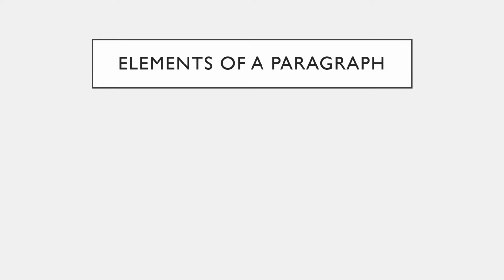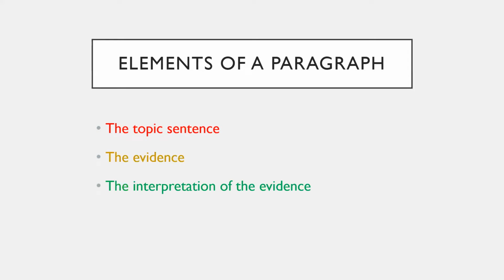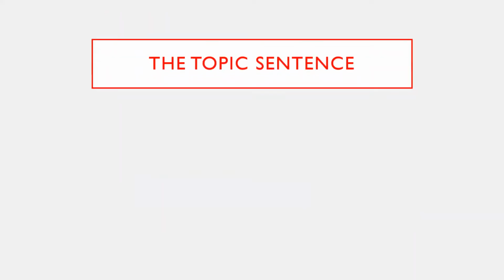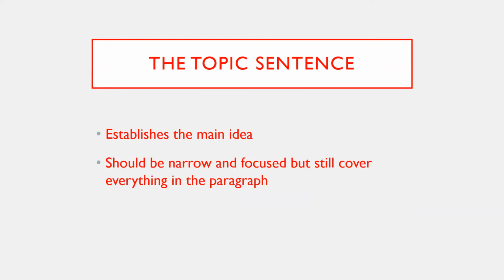There are 4 general elements: the topic sentence, the evidence, the interpretation of the evidence, and the wrap-up or transition to the next paragraph. Let's look more in depth at each of these. You will start with the topic sentence. This is the first sentence in the paragraph, and it establishes the main idea. It's important that the topic sentence be narrow and focused while still covering everything that is presented in the paragraph. Finally, the topic sentence also needs to connect back to your paper's thesis.